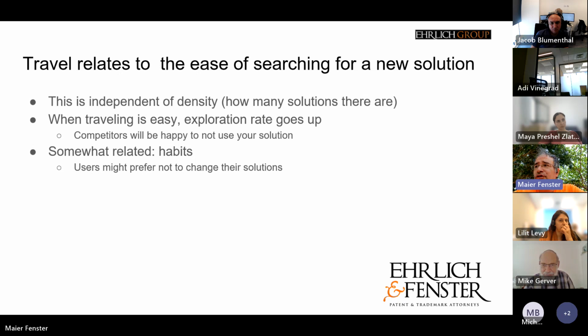Somewhat related to this is user habits. If users have a habit of using your solution, it is possible that they will not agree to travel to a different solution.